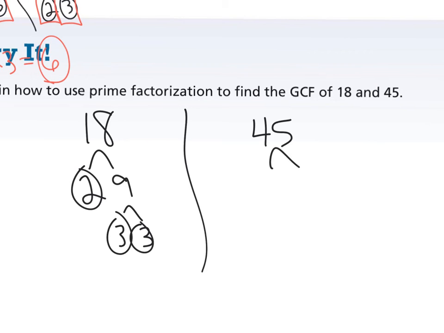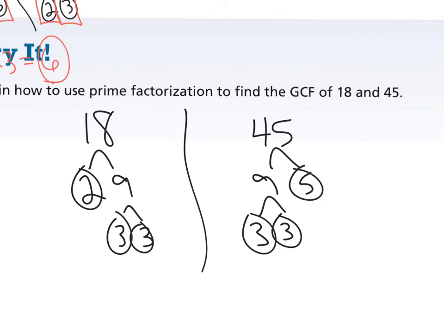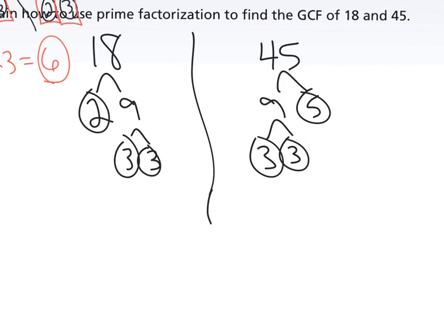So 45 then is 9 times 5. And then the 9 is 3 times 3. The 5 is a prime number, so we can go ahead and circle that. Okay, at this point we're looking for matches. Okay, this is like the memory game. We're finding matches. So they actually both have a couple of things in common.